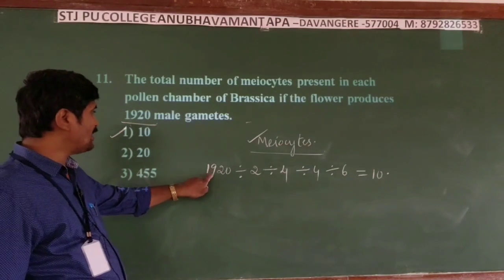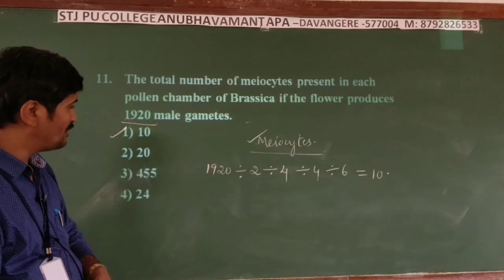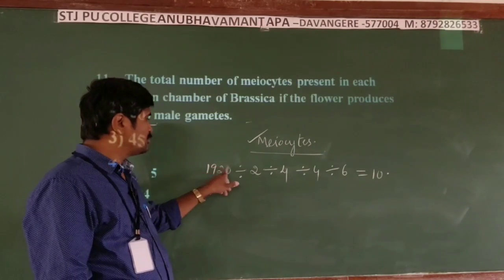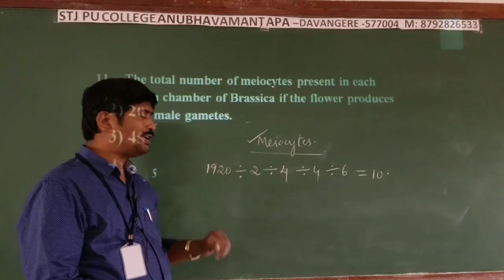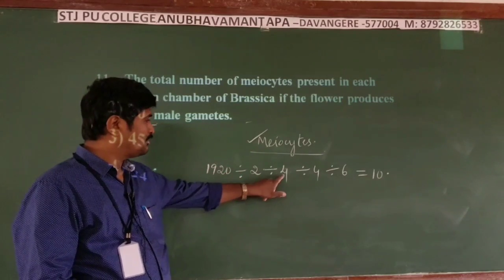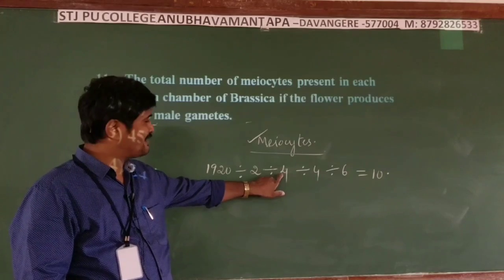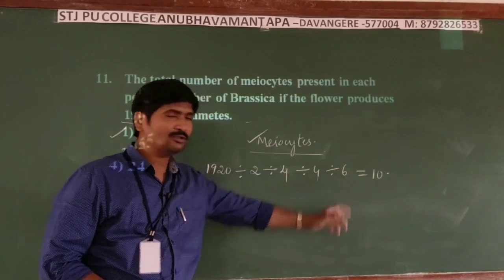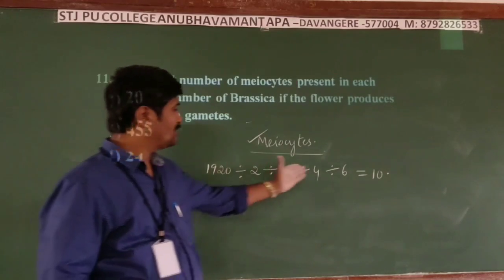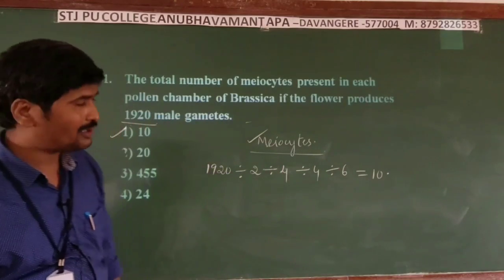What is here? Total number of male gametes. In one pollen grain, how many male gametes are present? 2. What is this? 4, pollen mother cell. This one, total number of microsporangia. This one, total number of stamens. That is the total final answer.